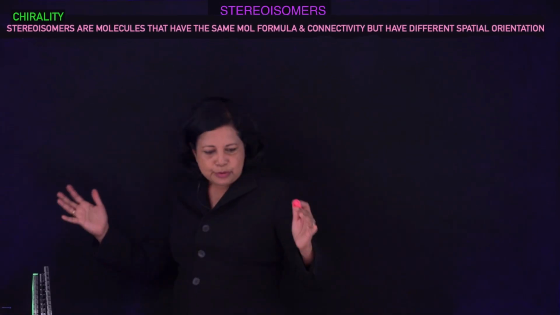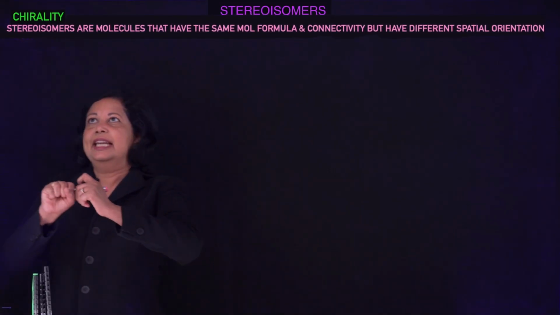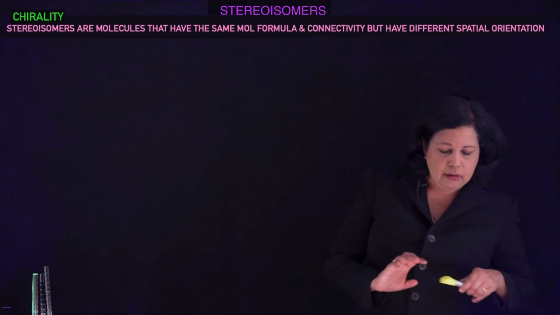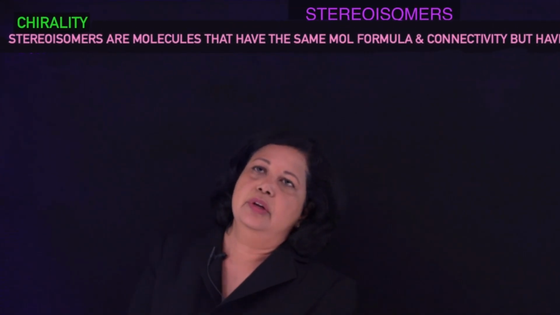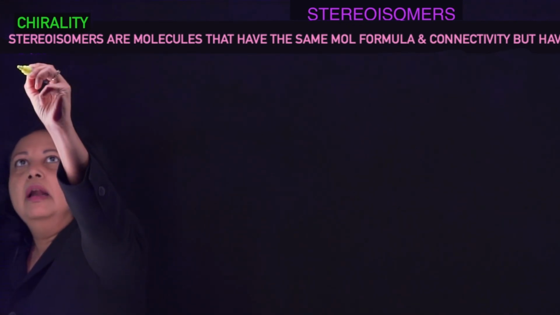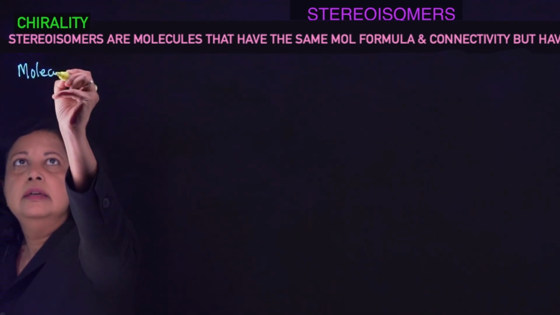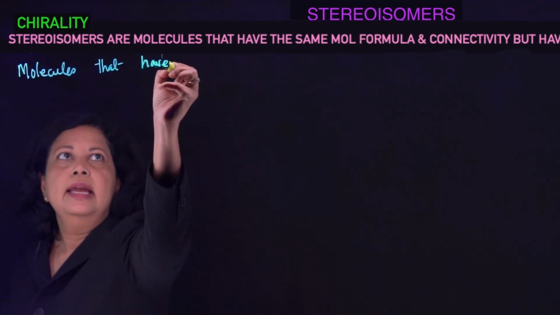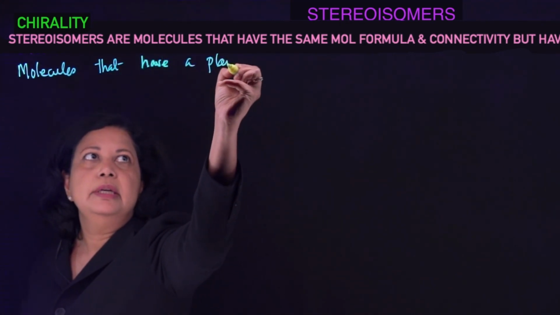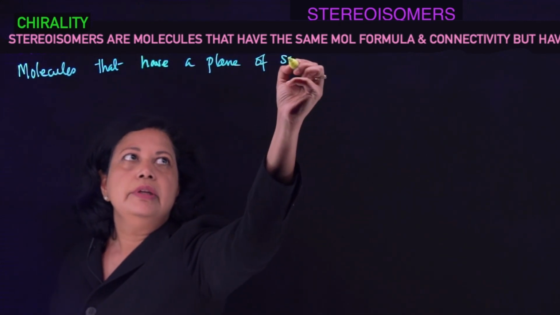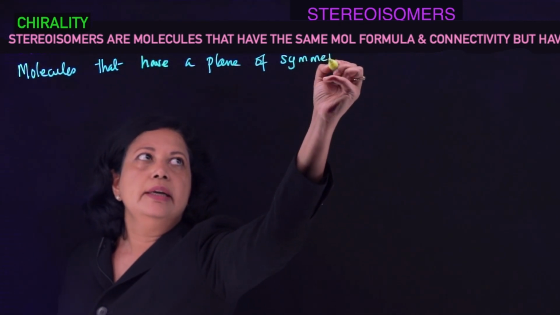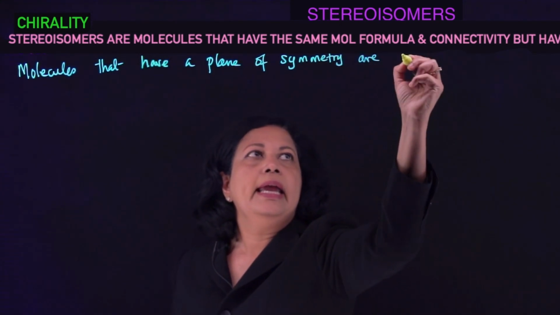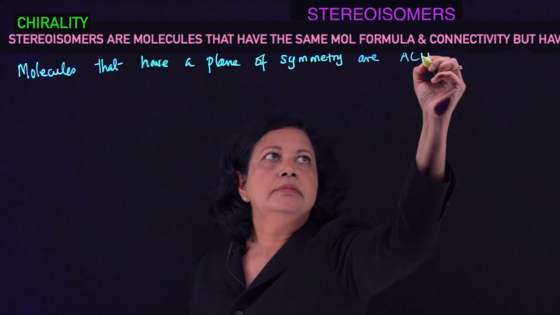Right. So let's write that down. Objects that have a mirror plane of symmetry are called achiral, are not chiral. Molecules that have a plane of symmetry, and we just said what that was, we can cut it in exact halves, are achiral.